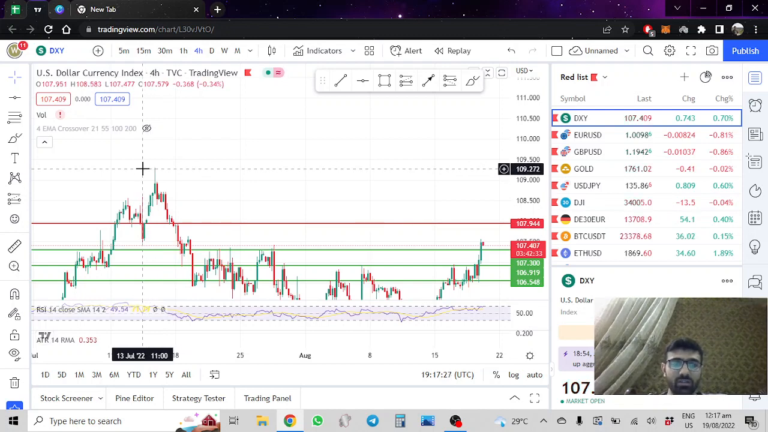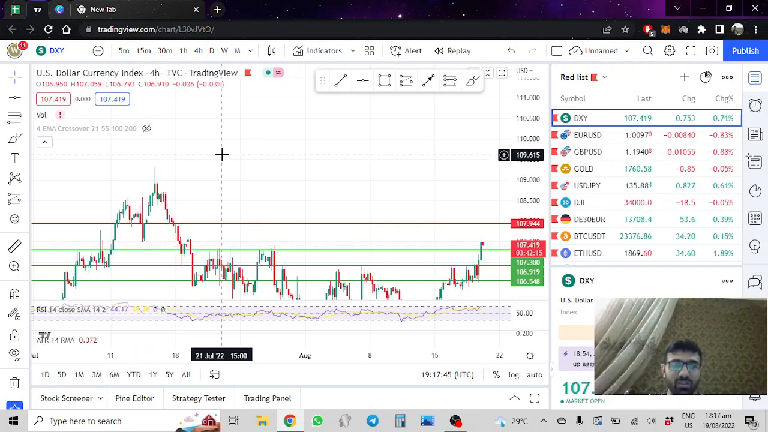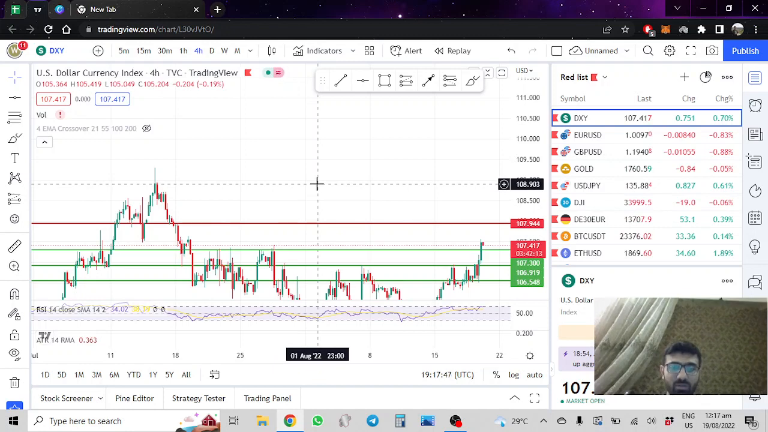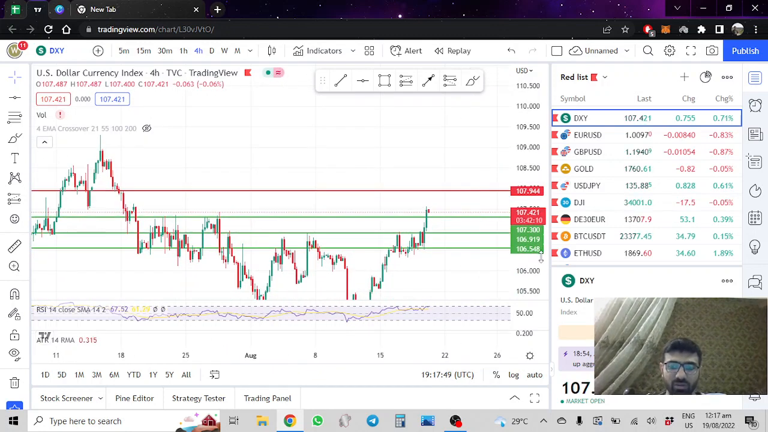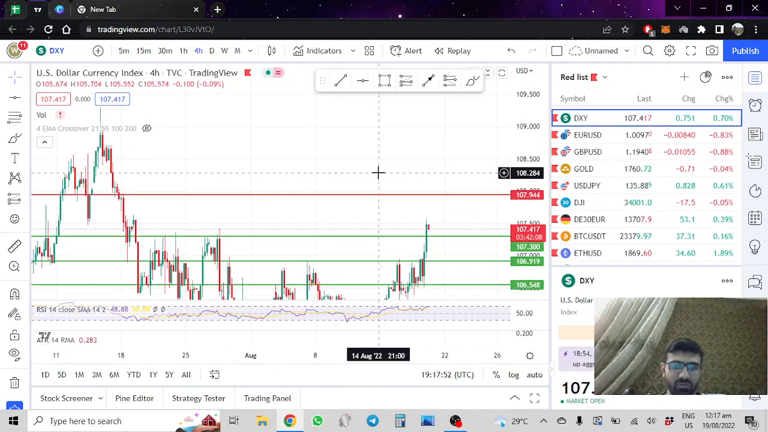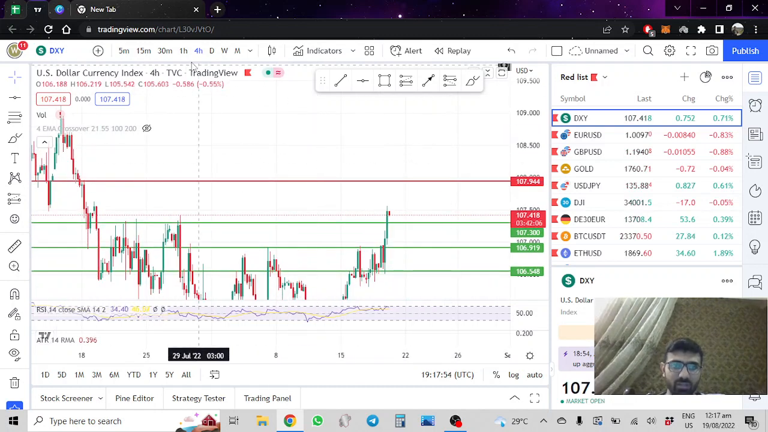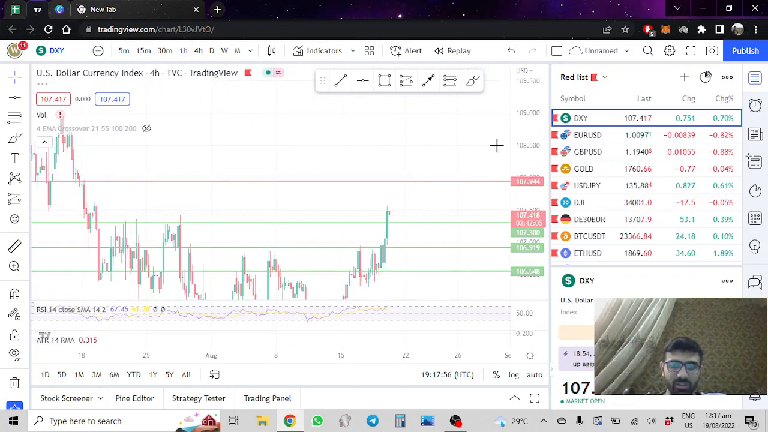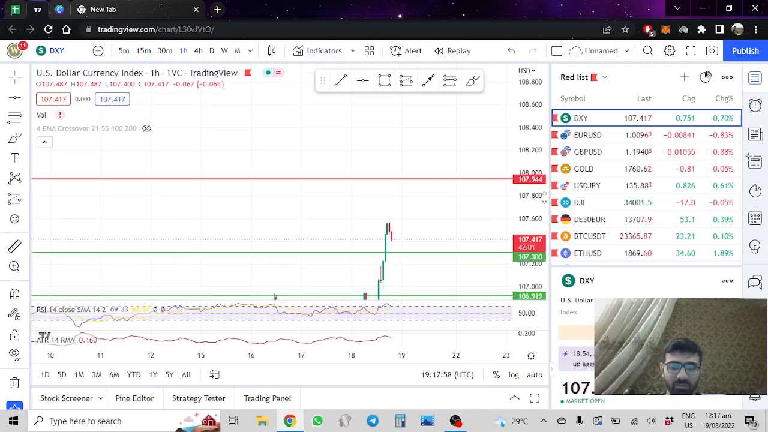What I would like to see is the dollar break this zone, 109.2. If it is able to break this zone, then we are 100% sure that the dollar is gonna remain bullish in the long term as well. Okay, so what kind of trades are we gonna be looking at? They will be something like this.